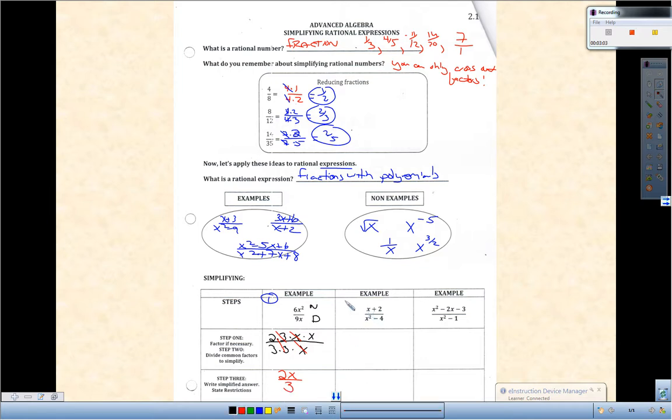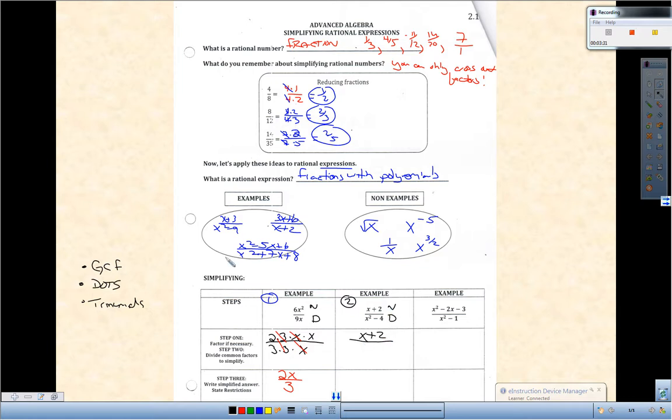Alright, for the second example, I have x plus 2 over x squared minus 4. Remember, when we're talking about factoring, 3 big things. Greatest common factor first, then difference of 2 squares, then trinomials. Well, in the numerator, I just have x plus 2. There is no common factor, it's not a difference of squares, and it's not a trinomial, so I can't factor x plus 2 any more than it already is.